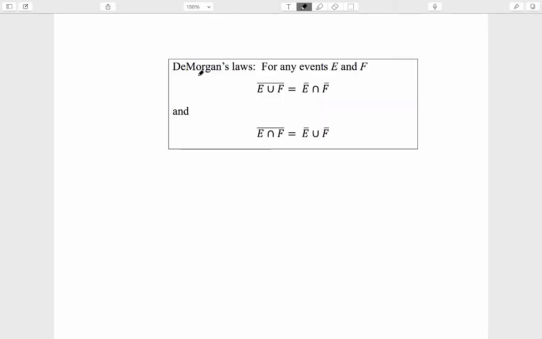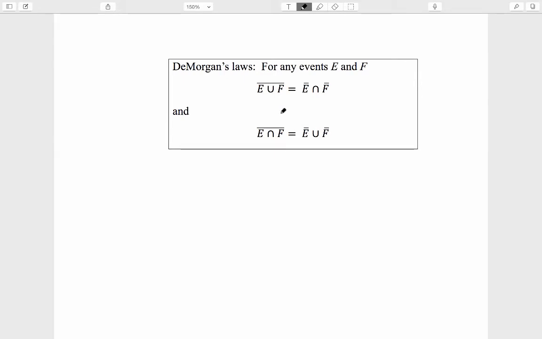To pull together what we have done so far, the following laws are useful for understanding events built up from complicated combinations of unions, complements, and intersections. De Morgan's laws state that for any events, E and F, the complement of the union equals the intersection of the individual complements, and the complement of the intersection equals the union of the complements.